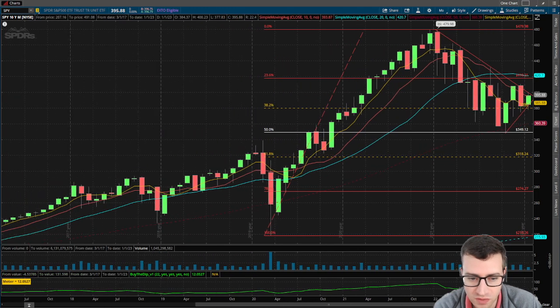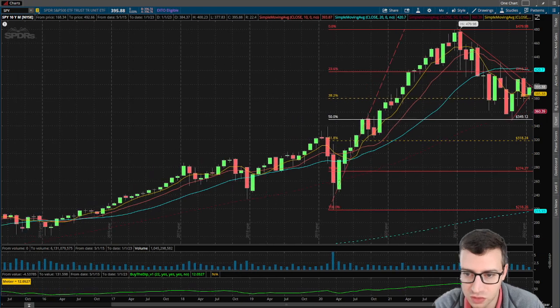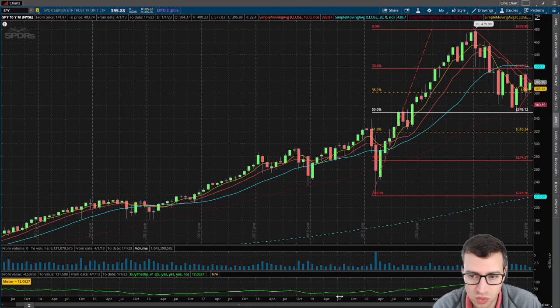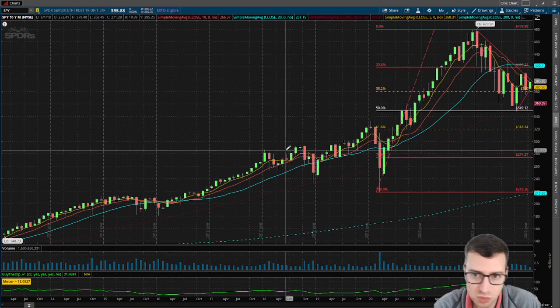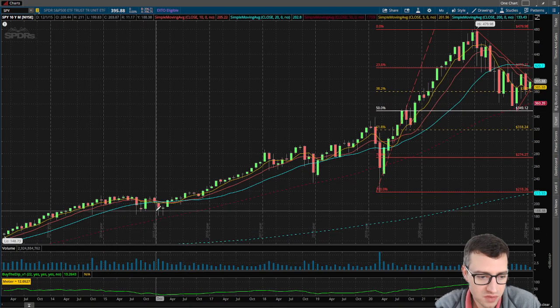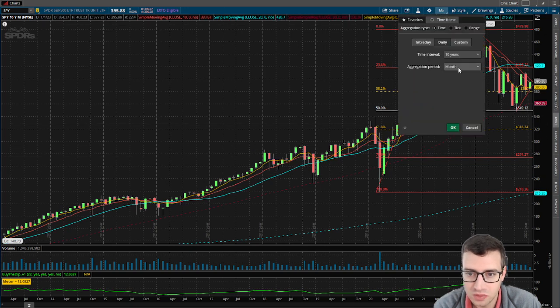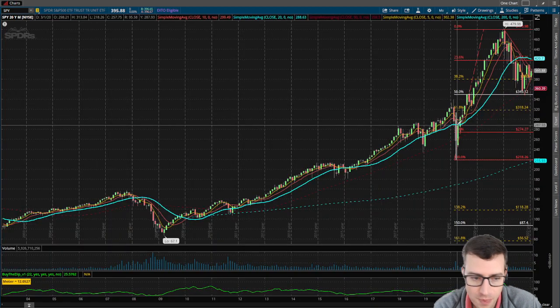What is interesting of note right now in the current market situation we're in is that we have price below the 20 for a much more extended period of time than we have seen in the last 10 years. We could even move this time frame up and let's do 20 years.